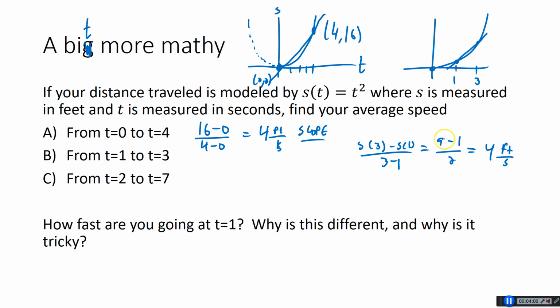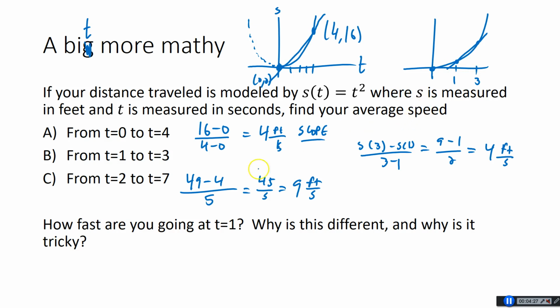Alright, let's do the next one. 2 to 7. So it's going to be 7 squared, which is 49, minus 2 squared, which is 4, divided by 5, I guess. So that is 45 over 5, which is 9 feet per second. And that makes sense to me because the further to the right you get, the faster you're going to be going, because you're covering more distance in the same amount of time. So you're at 9 feet per second there.